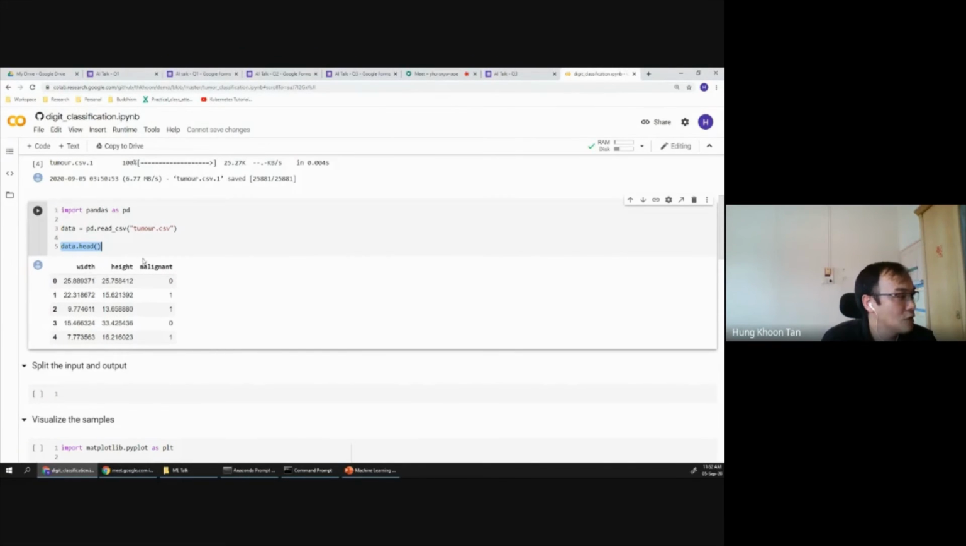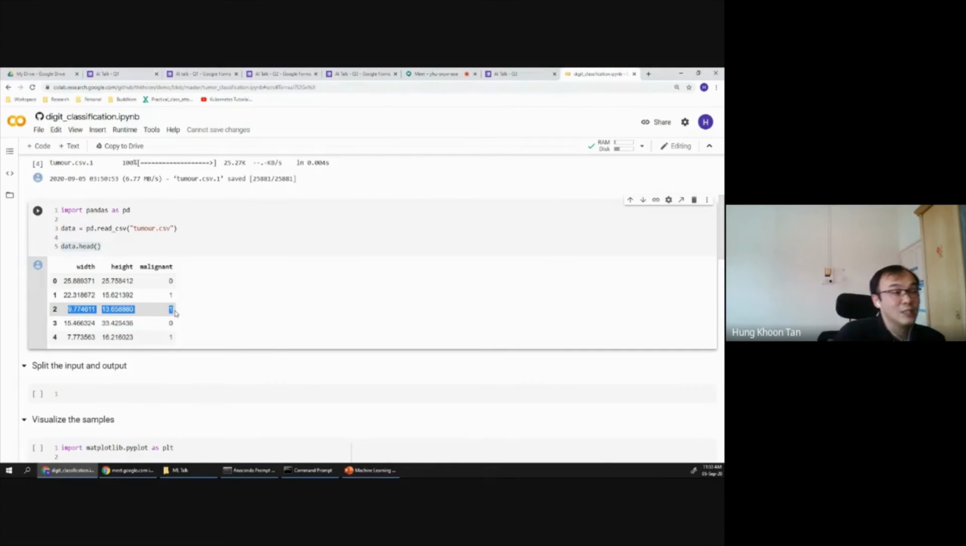So here I have 3 columns. The first 2 columns are the width and the height, and the third column is the malignant column. These two are the width and the height of a particular tumor. Each row is one tumor. This is the tumor of the first person, this is the tumor of the second person, the tumor of the third person.